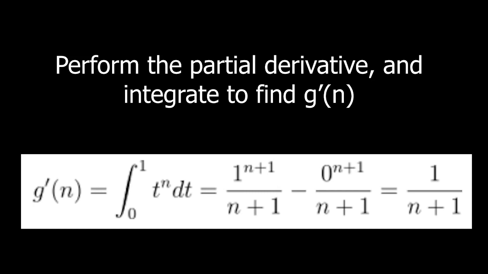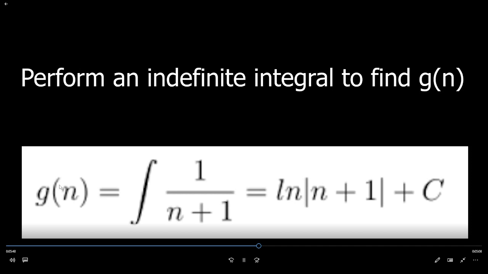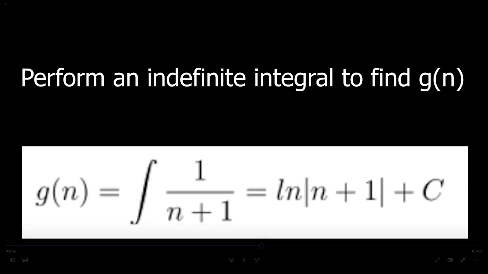And we can then integrate t to the power of n with respect to t, and find that we'll end up with g'(n) is equal to 1 over n plus 1. Now, performing an indefinite integral on g'(n), we're able to find g(n) as ln(n plus 1) plus a constant.